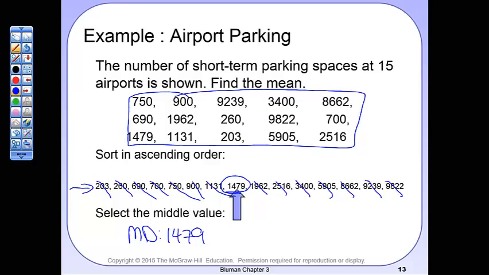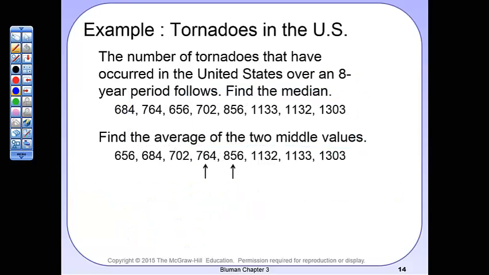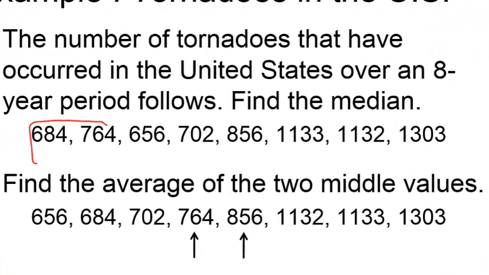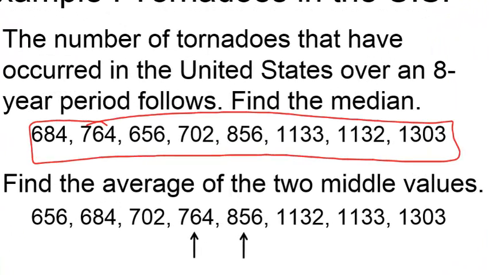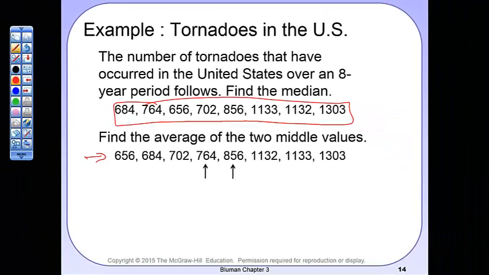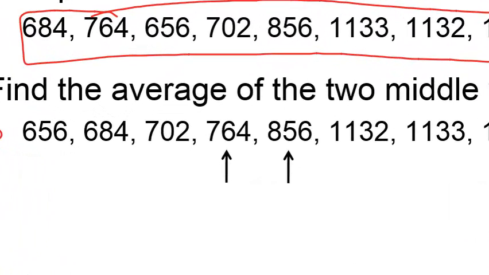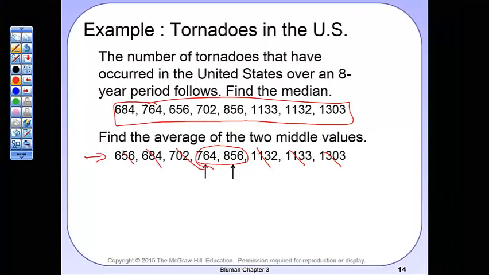Okay, what happens if there is an even number of places? The number of tornadoes that have occurred in the United States over an 8-year period is as follows. We want to find the median. So they give us this data. First thing that we need to do, again, is put it in order from least to greatest. And then we want to find the middle point. So I mark out one for one on each end. Oh, but look, I've got two middle numbers. I can't mark them out and still have one in the center.